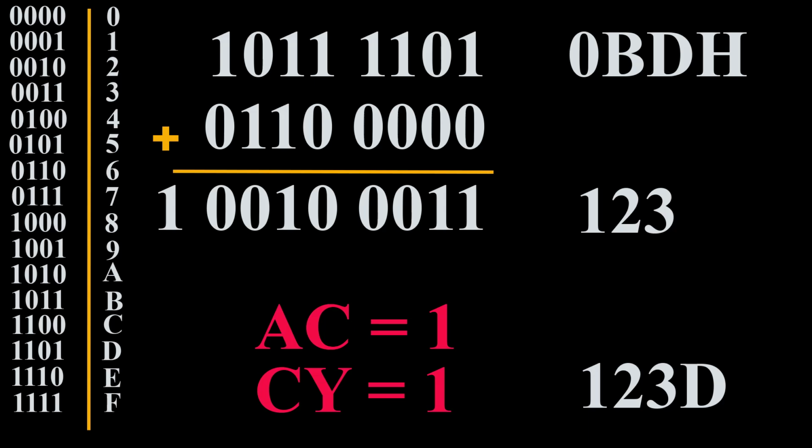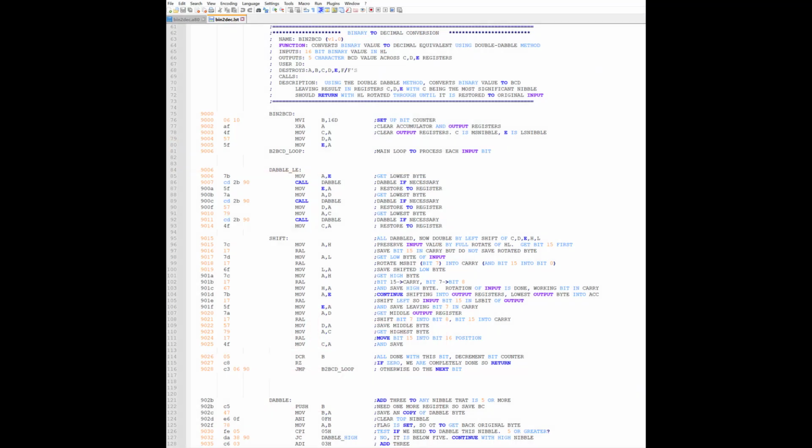As long as we remember to include the carry in the hundreds position, we can now directly read and interpret the accumulator as 123 in decimal. If we're doing another add instruction, then we would probably want to do the add with carry followed by another DAA and so forth. Alrighty, well that is it for this video.